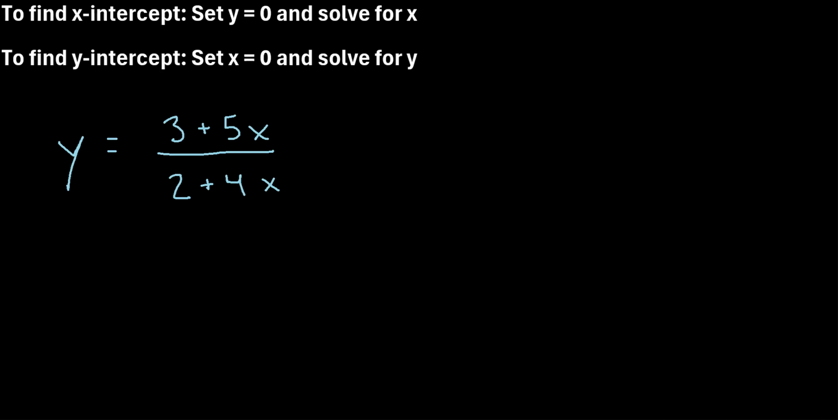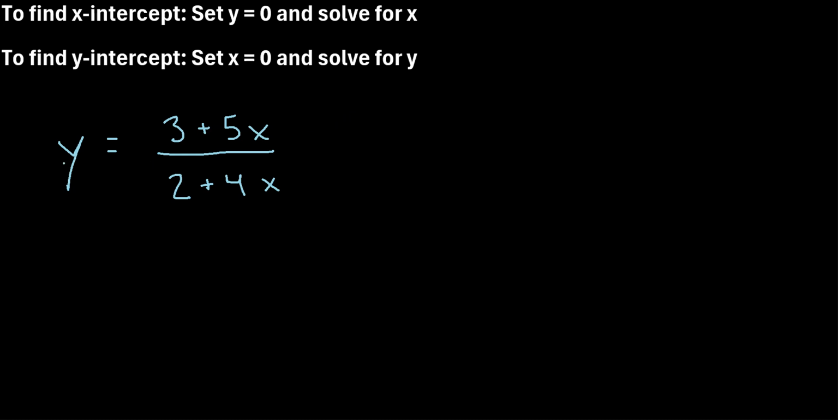In this video, we will talk about how to find the x and y-intercepts of a rational function. So to find the x-intercept, we set y equal to 0 and we solve for x. To find the y-intercept, we set x equal to 0 and solve for y. So I have a few examples for us to work through here. Let's check out the first one.